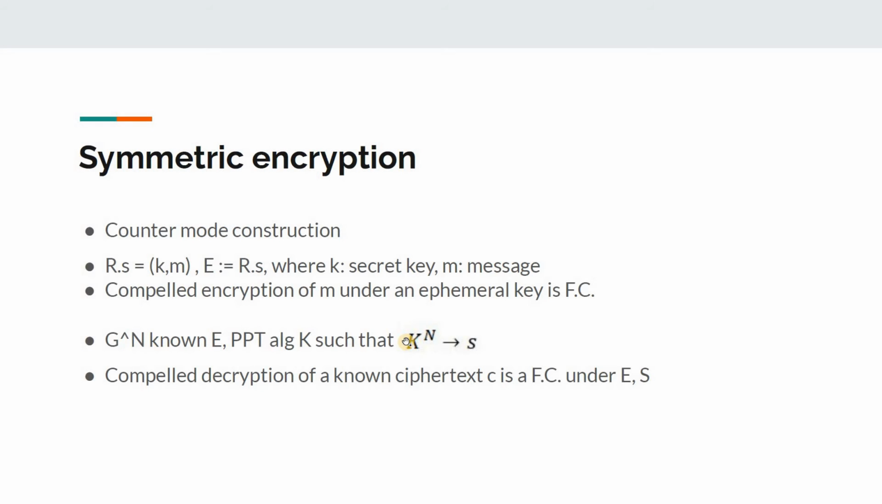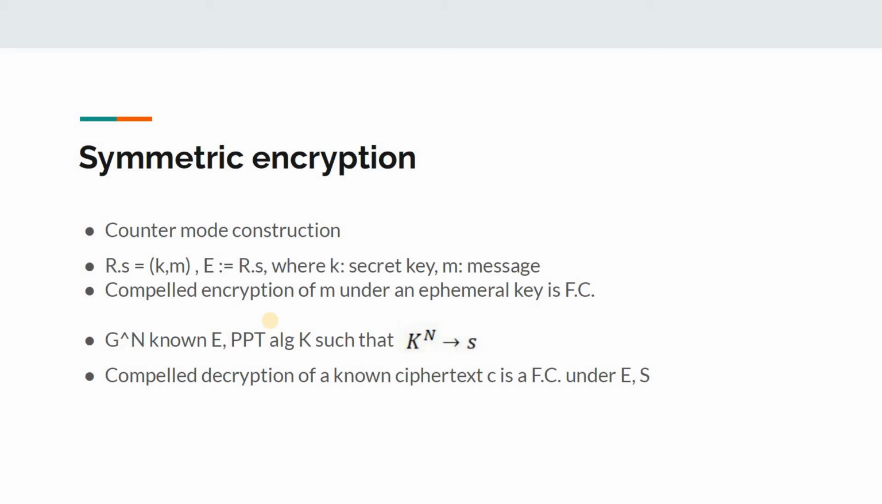Finally, we reach the analysis part of the symmetric encryption. We will focus on the counter mode construction. You can see the E is already equal to RS when RS is equal to K N, with K is a secret key, M is a message. It means that the respondent knows the evidence, and the compelled encryption of M under an ephemeral key is a FC, but we need to warn you that if you're using the respondent secret key K to do the compelled encryption and also the decryption of ciphertext, it is not the FC case that was mentioned before.